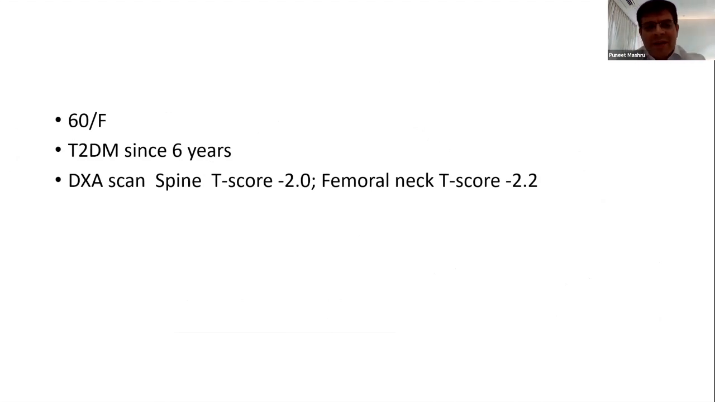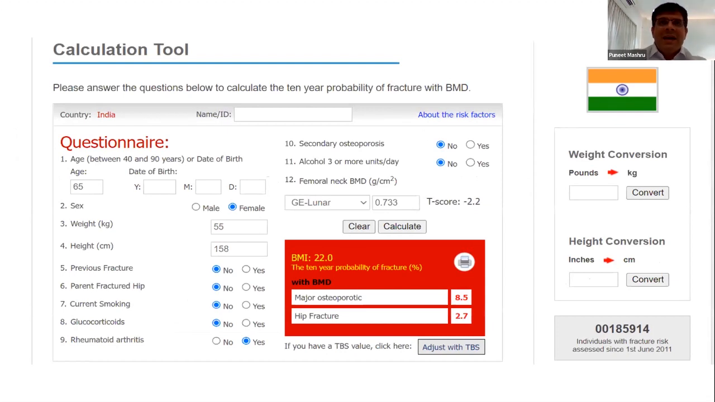With regards to diabetics, again, diabetics fracture at a higher risk. For example, if a patient has a femoral neck of minus 2.2 and minus 2, are we going to treat these patients? Here the DXA doesn't assess the microarchitecture, and that is why these patients fracture at higher BMD. And to overcome this, there are certain recommendations.